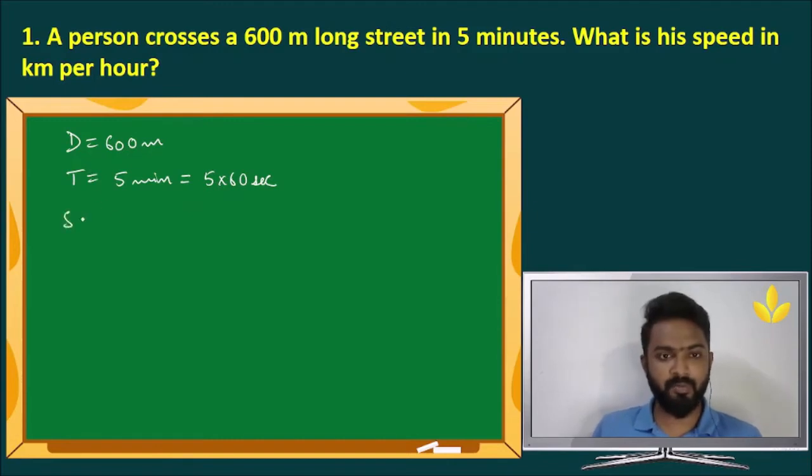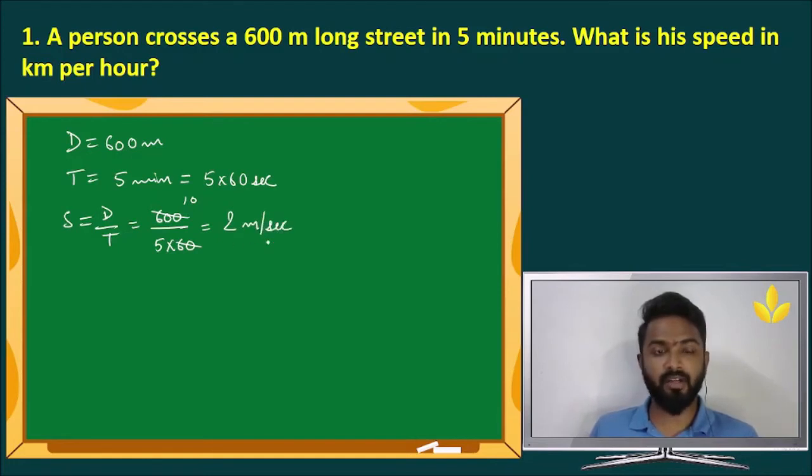So let's find the speed. Speed is nothing but distance by time. That is nothing but 600 divided by 5 into 60. 60 cancels, we have 10, and that is equal to 2. But this is in meter per second. This is not the final answer because the question is asking what is the speed in kilometer per hour. What did we just learn? How to convert meter per second to kilometer per hour? We are going from small to big.